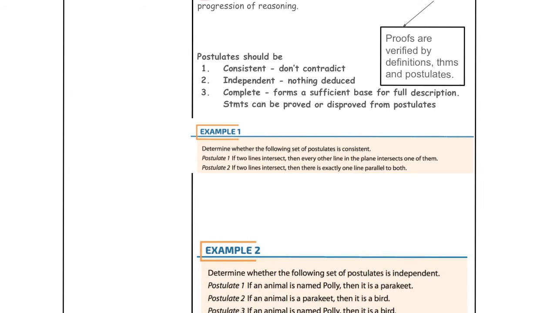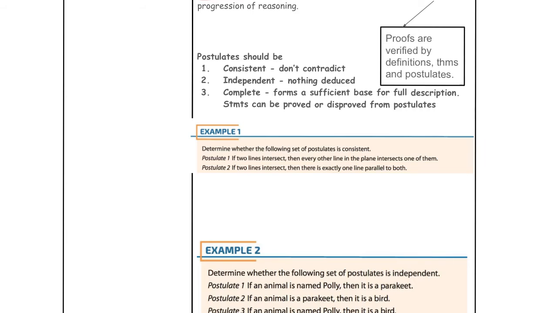Remember, postulates are things that do not have a proof. They're assumed to be true, but they should be consistent, meaning they don't contradict. The definition does not contradict the word and vice versa. They are independent, meaning nothing is being deduced from something else to get to the postulate. And they are complete, which means they form a sufficient base for full descriptions. Statements can be proved or disproved from postulates. So we're going to look at a couple of examples.